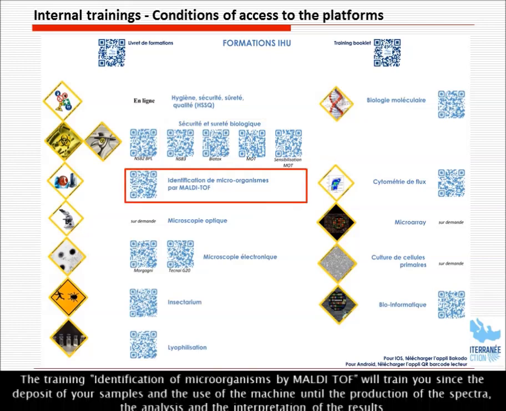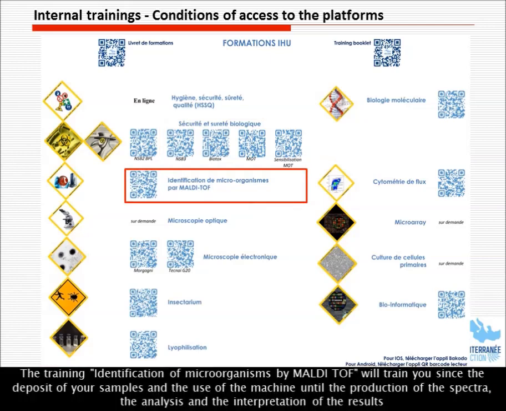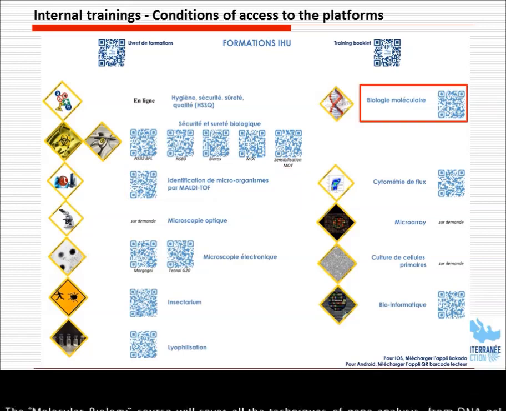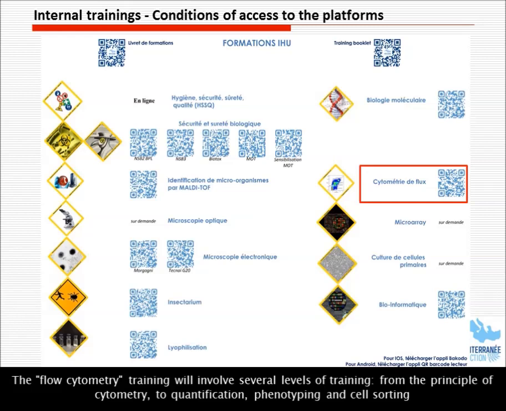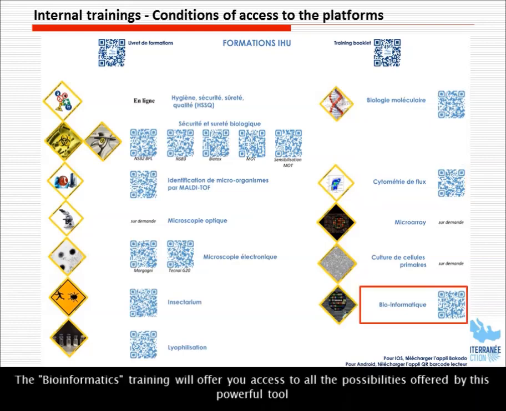pathogens. The training Identification of Microorganisms by MALDI-TOF will train you from the deposit of your samples and the use of the machine until the production of the spectra, the analysis and the interpretation of the results. The molecular biology course will cover all the techniques of gene analysis, from DNA gel to quantitative PCR and sequencing. The flow cytometry training will involve several levels of training, from the principle of cytometry, to quantification, phenotyping and cell sorting. The bioinformatics training will offer you access to all the possibilities offered by this powerful tool.